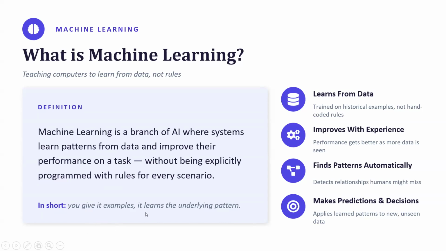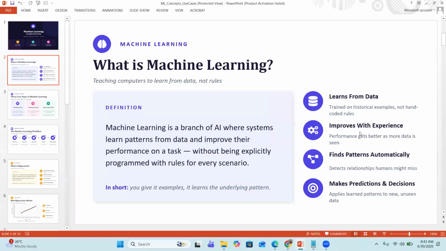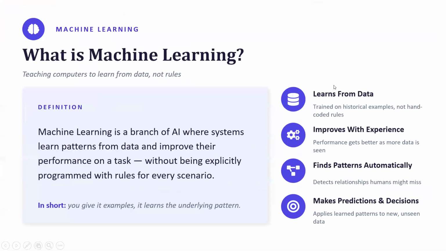You give it an example, it learns from the underlying patterns. So it learns from the data, trained on historical examples. It improves with experience: performance gets better as more data is seen. It finds the patterns automatically, detects relationships the human might miss, and makes predictions and decisions, applying the learned patterns to new and unseen data.